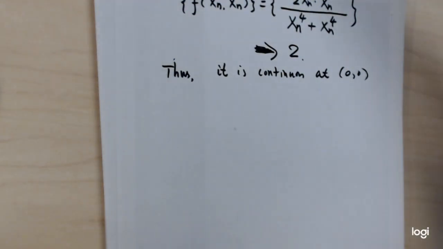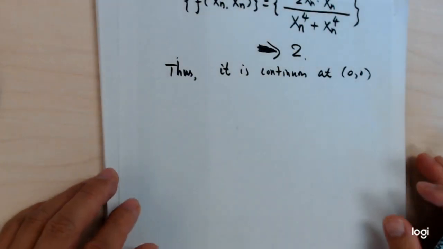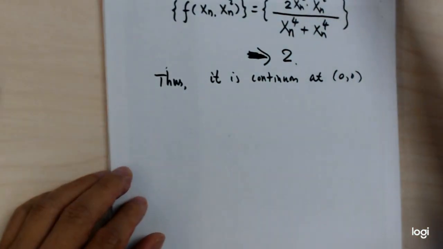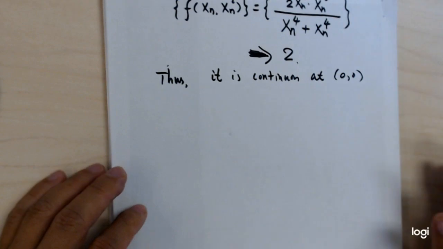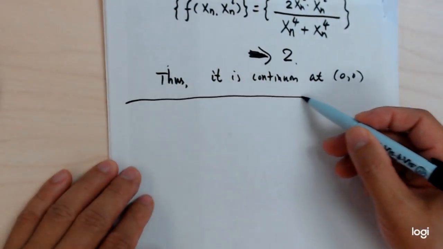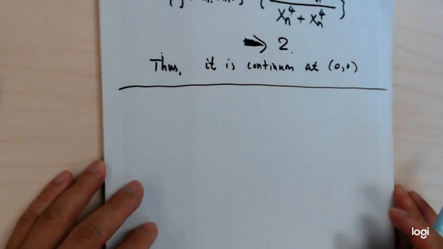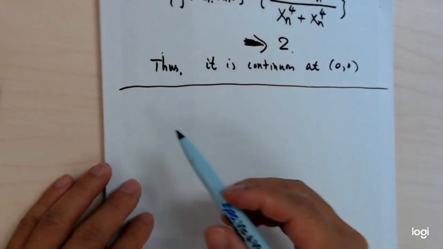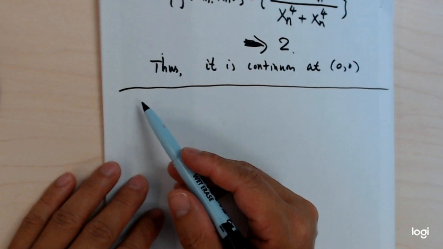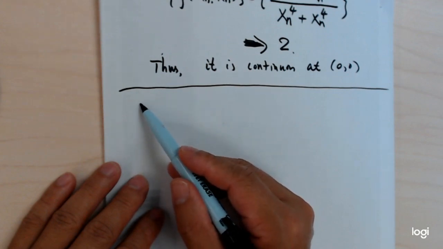So now I'm ready to talk about some properties associated with continuous functions in higher dimension, okay? So many of the results that you're about to hear will sound familiar. But before I start talking about those results, I want to talk about the meaning of a compact set.